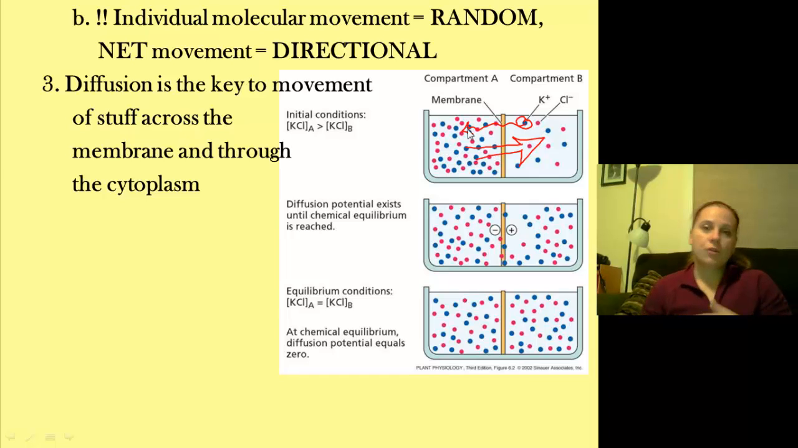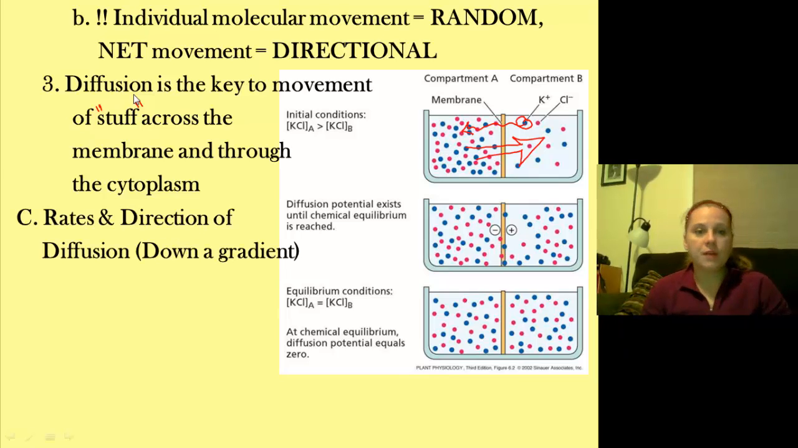And diffusion is a critical process. It's absolutely important and the key to the movement of stuff across the membrane and through the cytoplasm. And this goes along with why cells have to be so small. We have to be able to move things from one end to the other at a very fast speed, and if cells are too big, you have not enough surface area, that surface area to volume ratio is too small, it's not going to get there at the rate that it needs to.